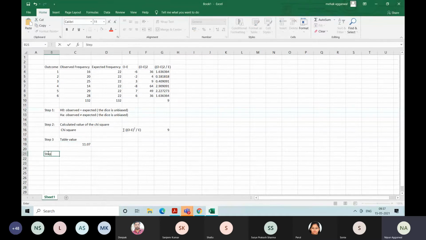Now step 4 is comparison. So comparison of the table with the calculated. Sir, repeat the table value part.